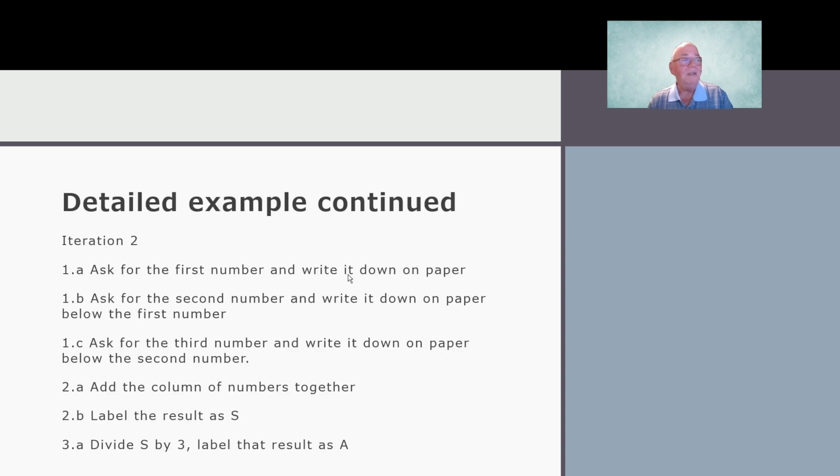So on the second iteration down, we say, okay, we've got our first steps, we've got to get the three numbers. So I say, well, ask for the first number and write it down on paper. Notice I'm not talking about computers. I want you to remember, algorithms are not limited to computers. They're just simply operational steps.